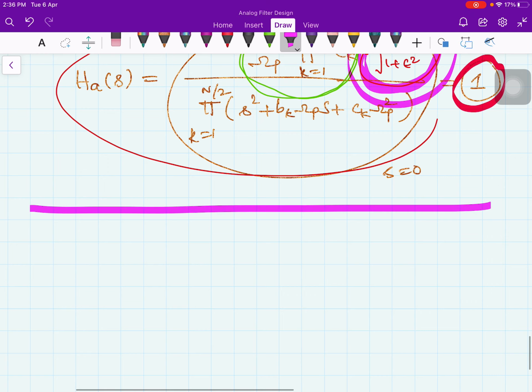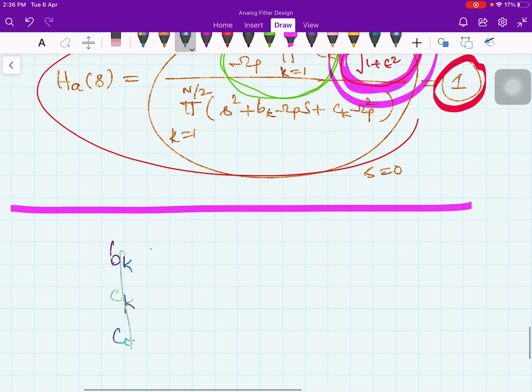Now it's time to tell you what this b_k and c_k are. These formulas you must keep in a prominent place. First we need to find out c naught. We defined c naught as y suffix capital N, and we have not yet found it out.